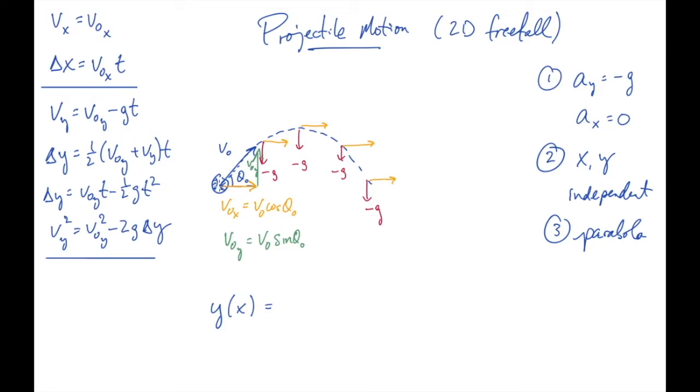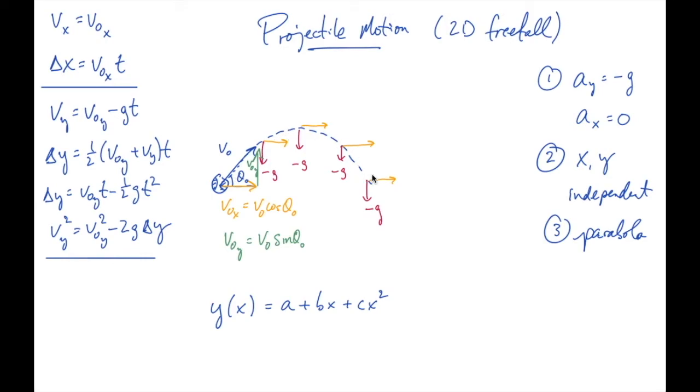So what you want to do is eliminate time from these equations. If you launch the object from the origin, then delta x is the same as x, and delta y is the same as y. If you solve this equation for t and plug it into this one, what you'll find is that y as a function of x is of the form a plus bx plus cx squared. And that's the shape of a parabola. So every projectile in two dimensions has a parabolic path.